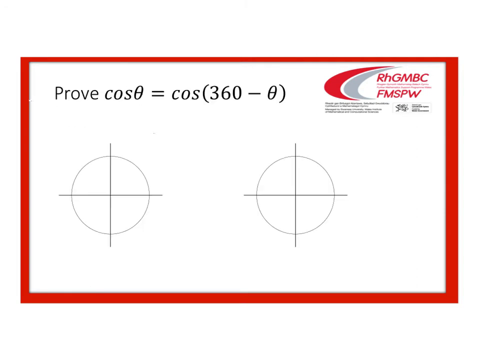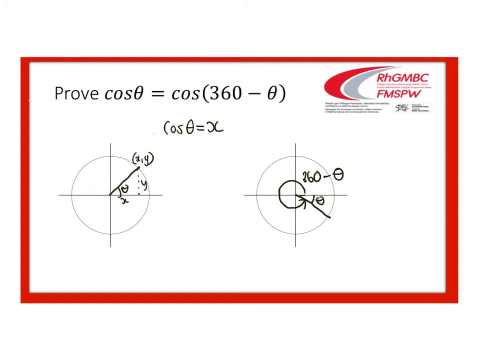Prove cos theta equals cos of 360 degrees minus theta. So using that acute angle of theta, we know that this base is x, the height is y, the coordinates x, y, and so cos theta is equal to x. If I want to do 360 degrees minus theta, 360 degrees is still on the positive x-axis. However, instead of going anti-clockwise, we're going to go clockwise theta degrees. So there's my theta degrees. That means my angle all the way around the outside is 360 minus theta.